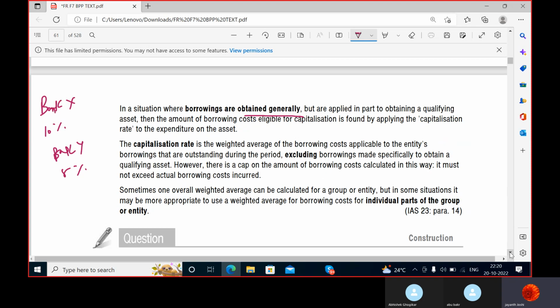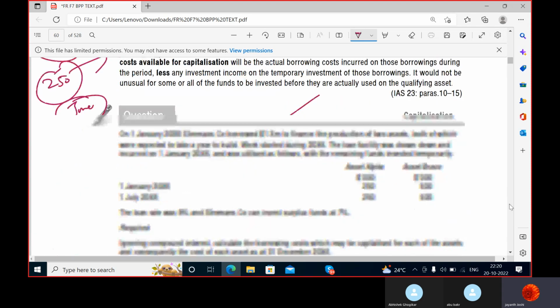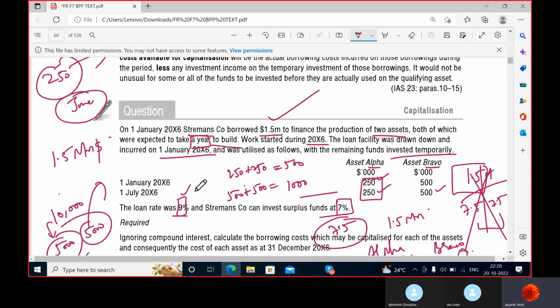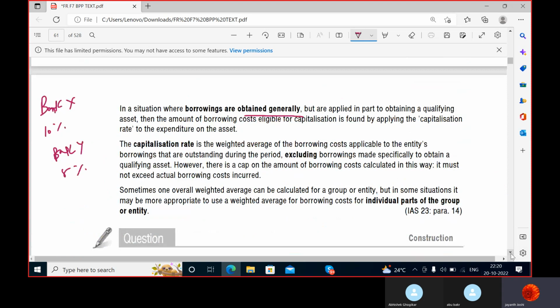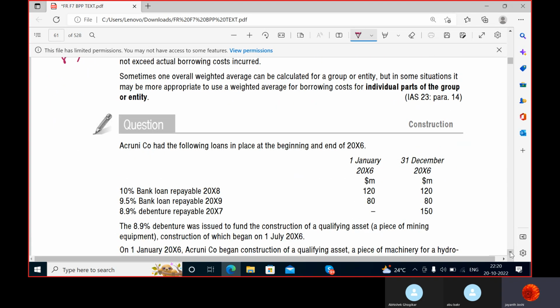That means you have 3 or 4 types of borrowings. And this is a specific borrowing: you borrowed this much money especially for construction of these assets, and you're paying 9% interest. But in case of a general pool, you have 3 or 4 types of loans, and you utilize some money from this, some money from this, some money from some other loan. So how will you decide that? Now you have to pay interest on that, so there should be an average rate for that. That average rate is called the capitalization rate. So how will you find that out? You will do a weighted average for that. We will discuss how to do that.